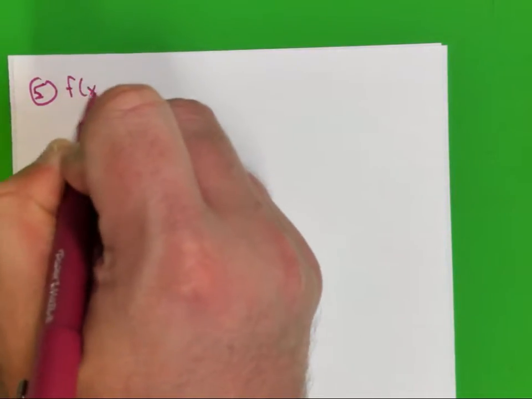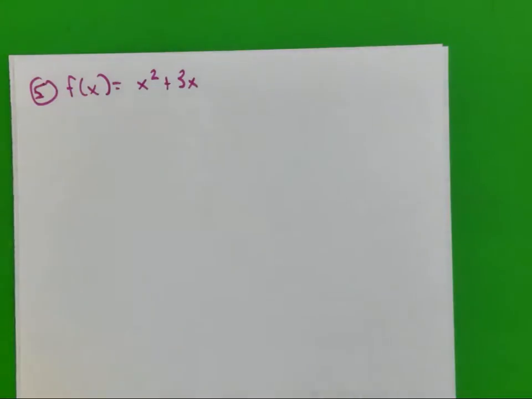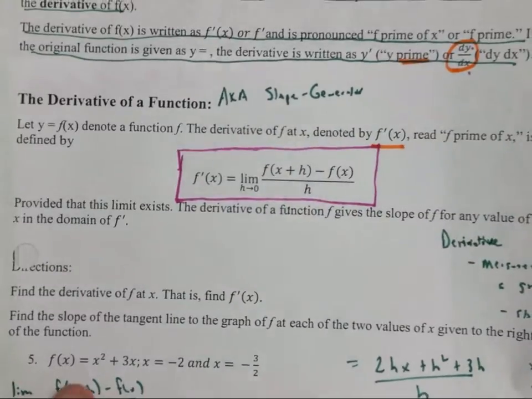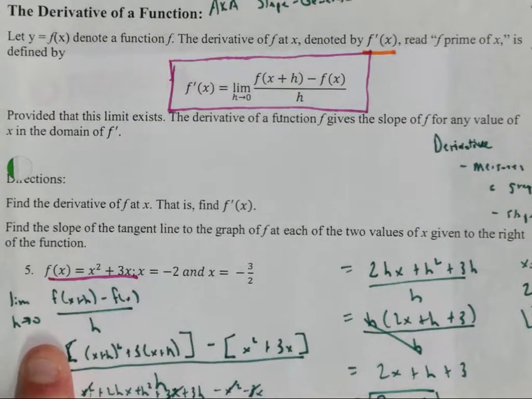I have this function, x squared plus 3x. So right here, I have this function. This is my original function. I want to find the derivative.